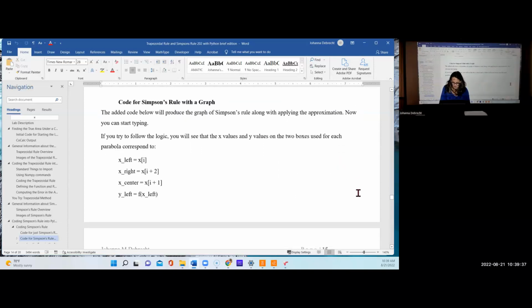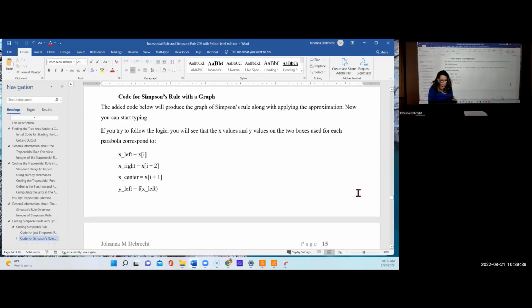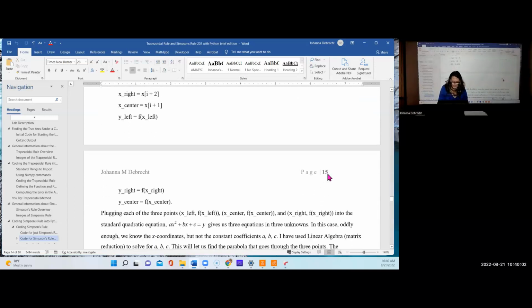And again, trying to follow the logic, you'll see that we've got the left endpoints, which are all the x of i, and the right endpoints are x of i plus 2. In other words, the far left never gets used as a right endpoint. You've got to go over 2 because you're always taking 2 together. And the centers would be x of i plus 1. And the y left would be f of x left, and y right would be f of x right, and y center would be f of x center.